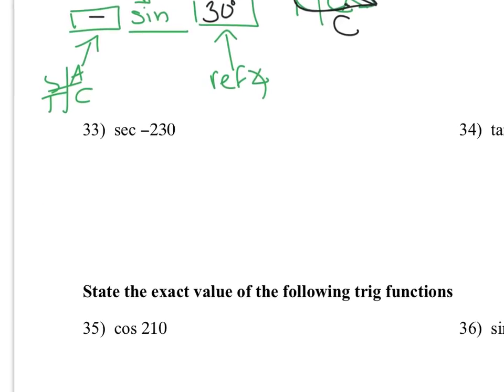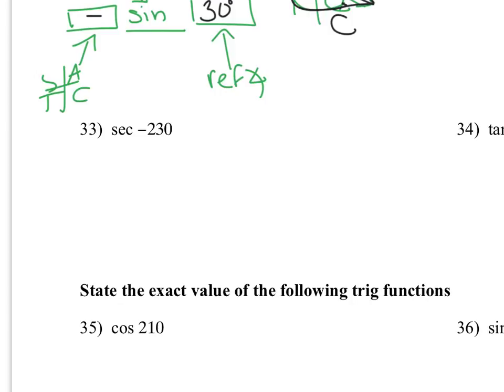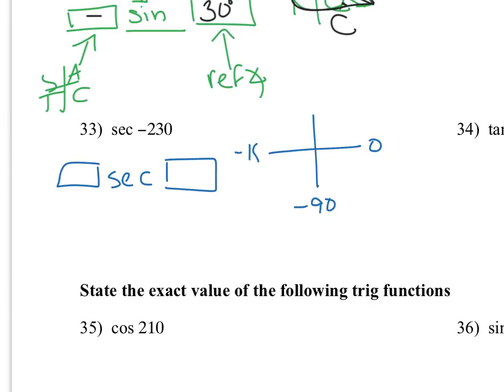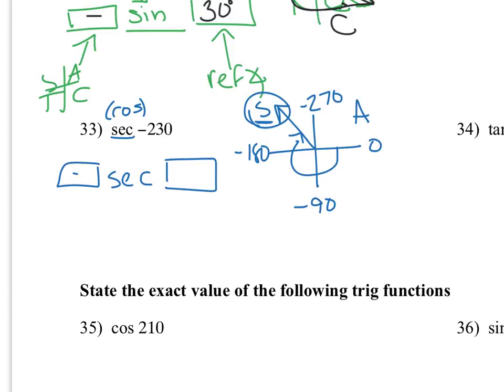That's next. So secant of negative 230. We put secant here, the reference goes here, and ASTC, depending on that, goes there. Negative 230: remember this is 0, this is negative 90, negative 180, negative 270. So I'm in this quadrant somewhere, where sine is positive. Remember, secant is the reciprocal of cosine, which is not sine, so it's got to be negative.